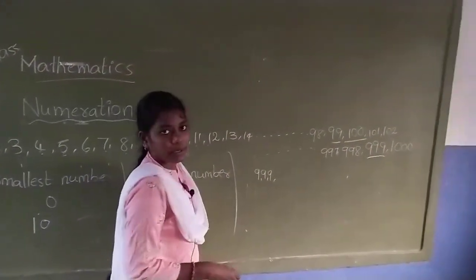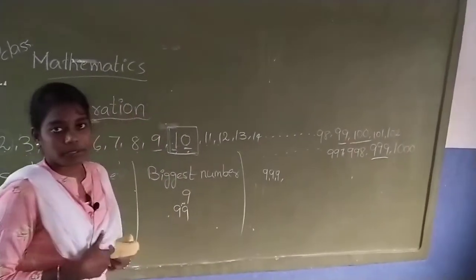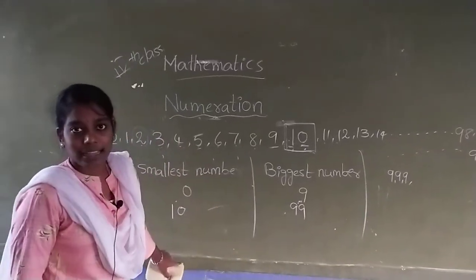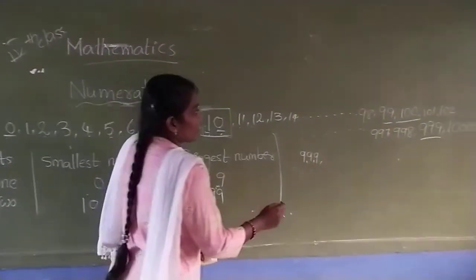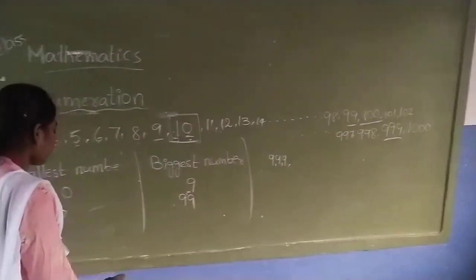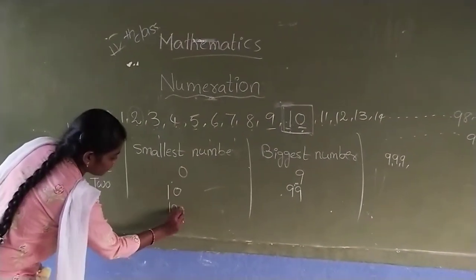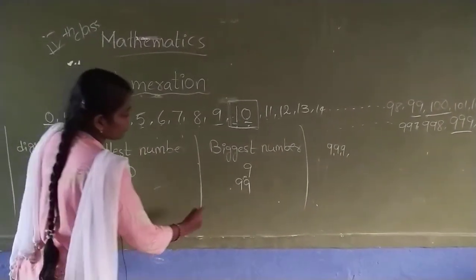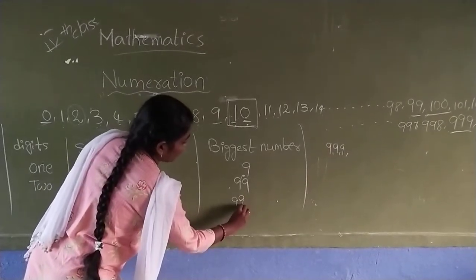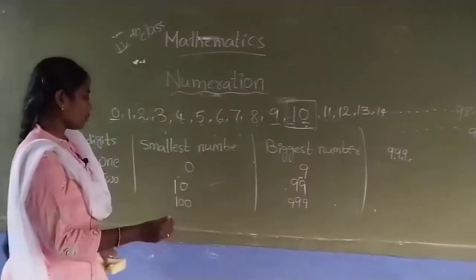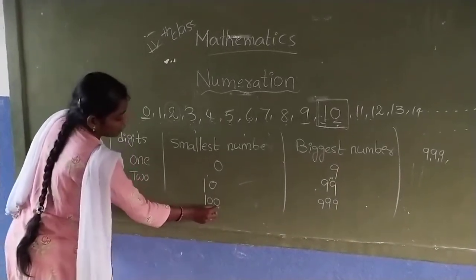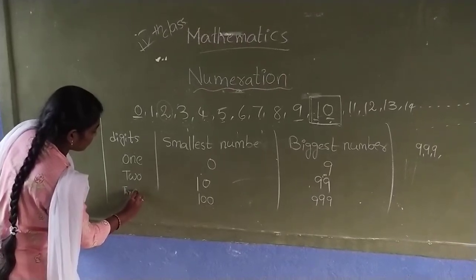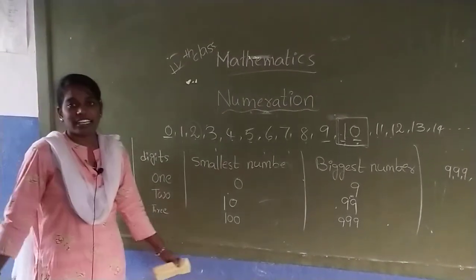In these three-digit numbers, which one is the smallest three-digit number? Three-digit numbers start from 100 and end at 999. So the smallest three-digit number is 100, and the biggest three-digit number is 999. This number has three digits.